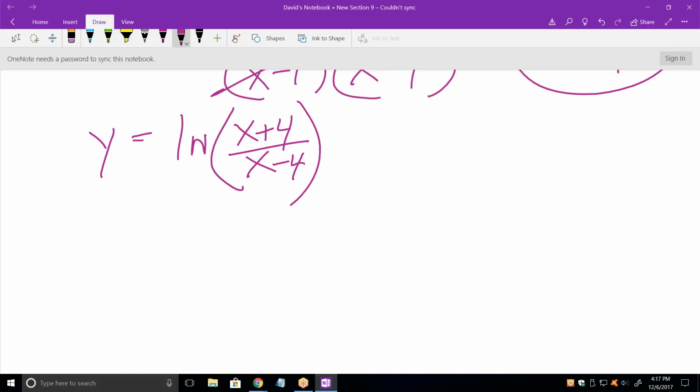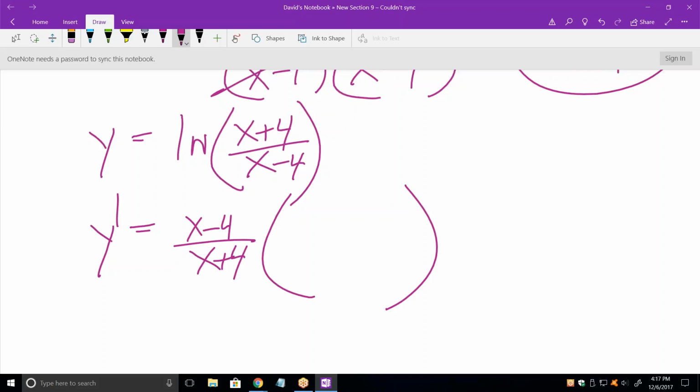Yes. It's the derivative of the outside: x minus 4 over x plus 4. Good. In other words, it's 1 over that, which turns into the reciprocal. So that's the derivative of the outside. Now what's the derivative of the inside? So we'd have to use the quotient rule for that, right? Yep.